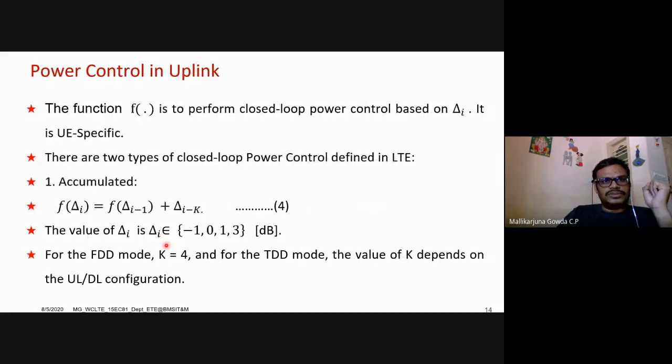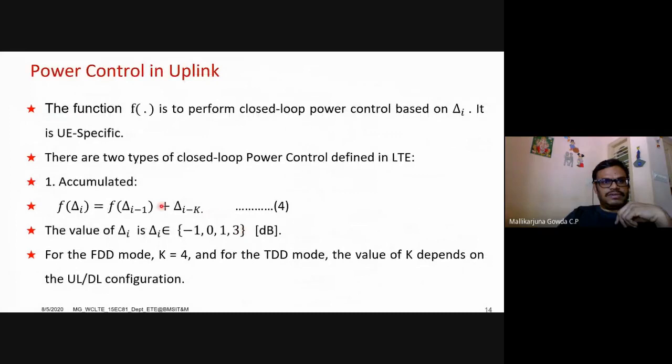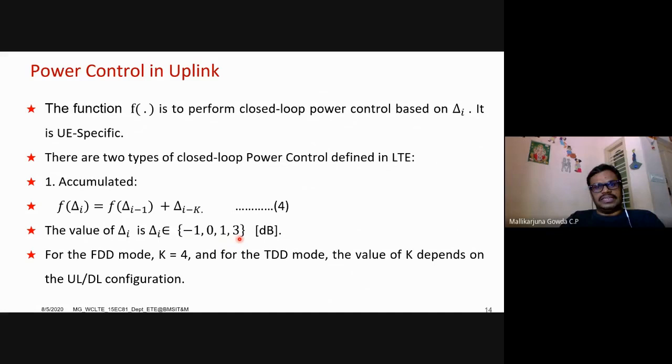So that function is to perform the closed loop power control, and it is user specific. There are two types, and in accumulated the user equipment applies an offset based on that value. This is the formula: f of i equals f of i minus 1 plus delta of i minus k. Here the value of delta belongs to these four values: minus 1, 0, 1 and 3 dB. For FDD mode the value of k is equal to 4, and for TDD mode the value of k depends on the uplink or downlink configuration.